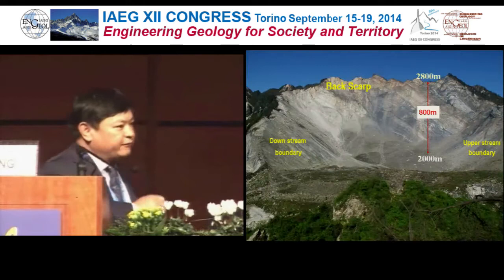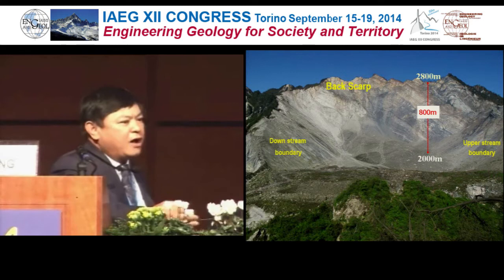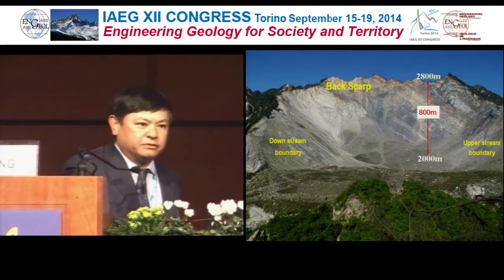So this is the front view. You can see the backscarp is very steep and rough. The height is 800 meters. It's incredible, such a steep cliff, like a wall before you.